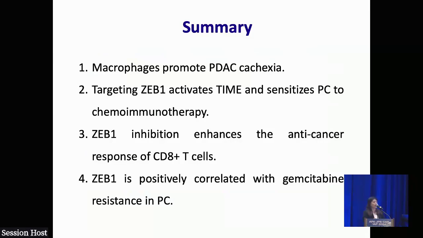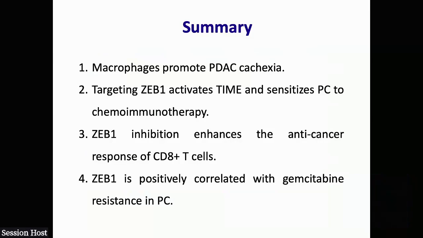So to summarize, we found the macrophages can promote pancreatic cancer cachexia, and targeting the EMT transcription factor ZEB1 can activate the tumor immune microenvironment and sensitize the pancreatic cancer to chemo and immunotherapy. And ZEB1 inhibition can enhance the anti-tumor response of CD8 T cells. And for the clinical relevance, we found ZEB1 is positively correlated with gemcitabine resistance in pancreatic cancer.